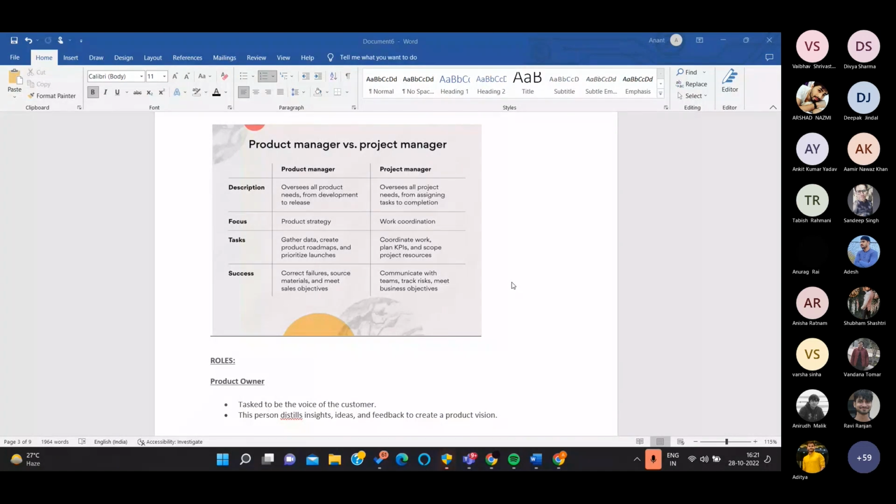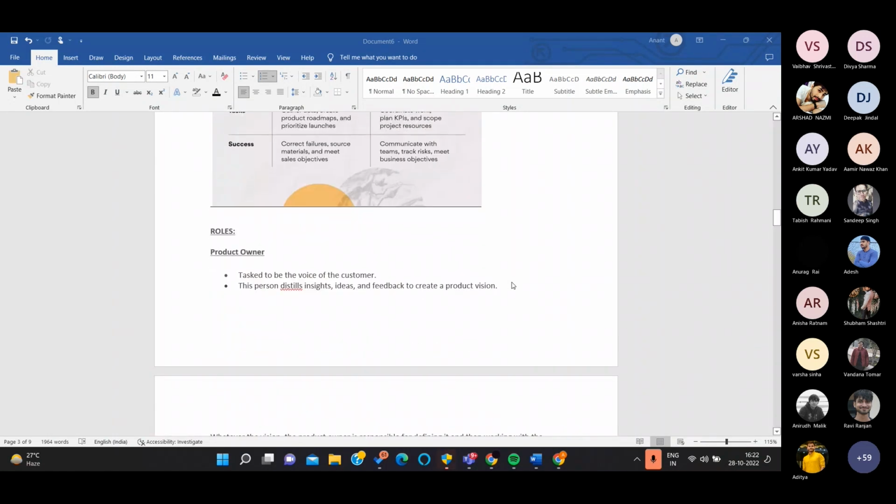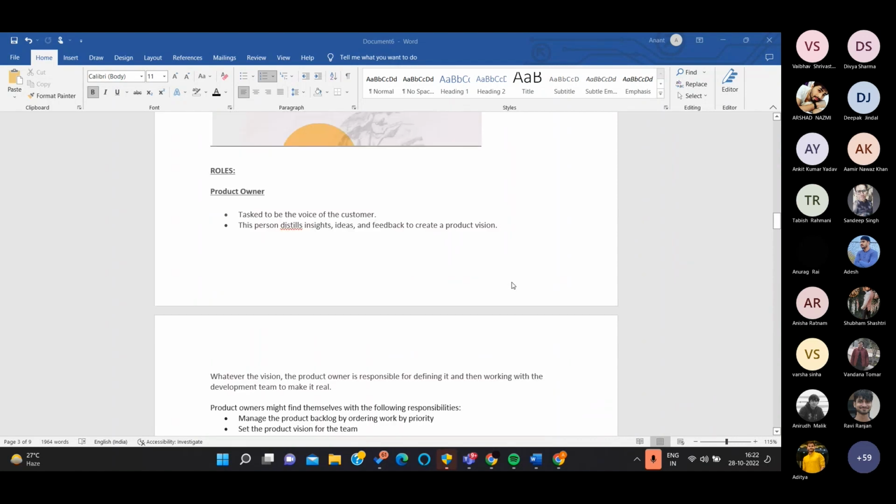And what a project manager does is communicate with the teams about the risks that might come across the project. They break it down into pieces, whereas the product manager sees it through the entire life cycle and sees how the product will behave in the market till its marketing, and even what the sales objective would be in the later stages.